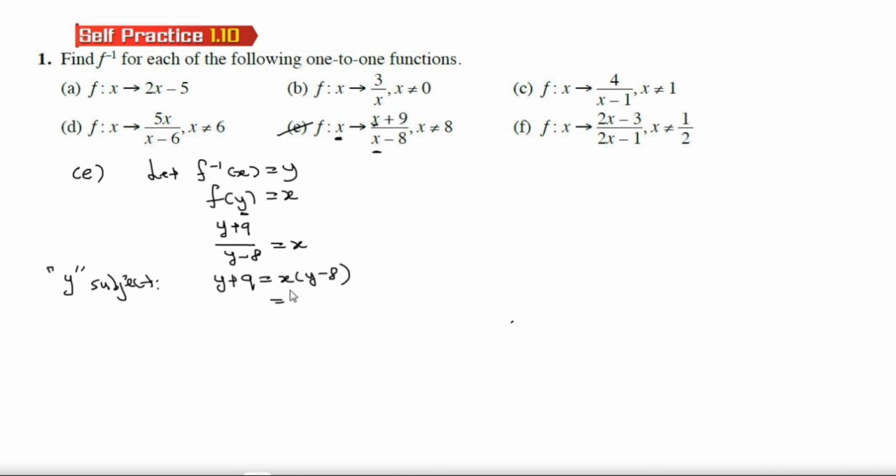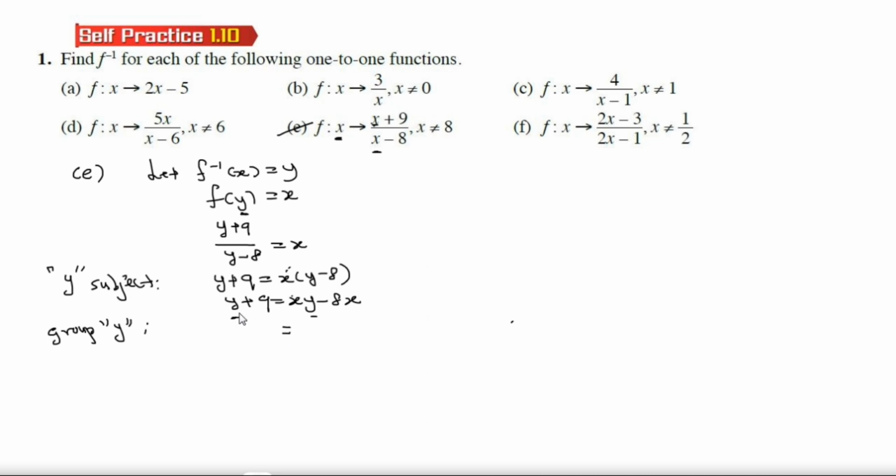Then we expand it. X times y is xy. X times negative 8 is negative 8x. Then next we group all the y terms. Do take note here, we have y terms on left hand side and right hand side. You can group them on one side only. For instance, I group them on the right hand side.